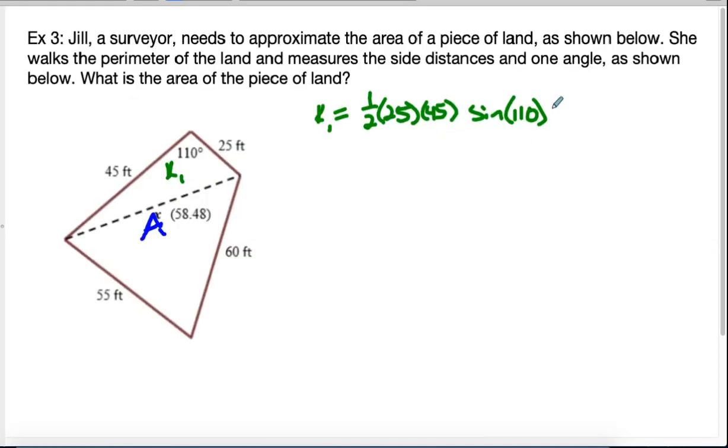Now, again, I'm going to go ahead and store that in my calculator as K. I'm just going to make a note that I made that K in the calculator because we're going to ultimately need to add these two triangles' areas together. So this one we can call K2.